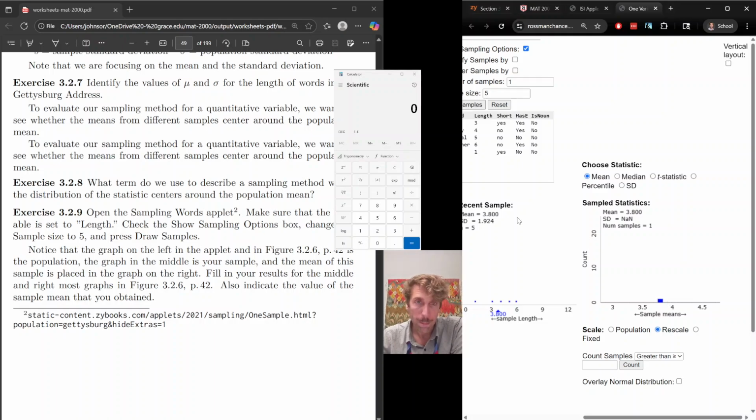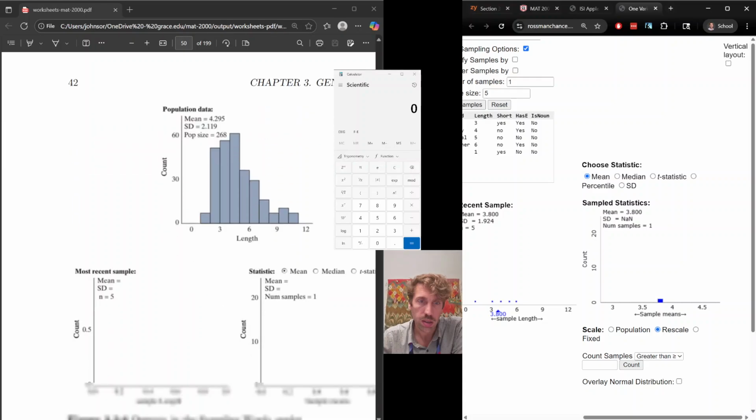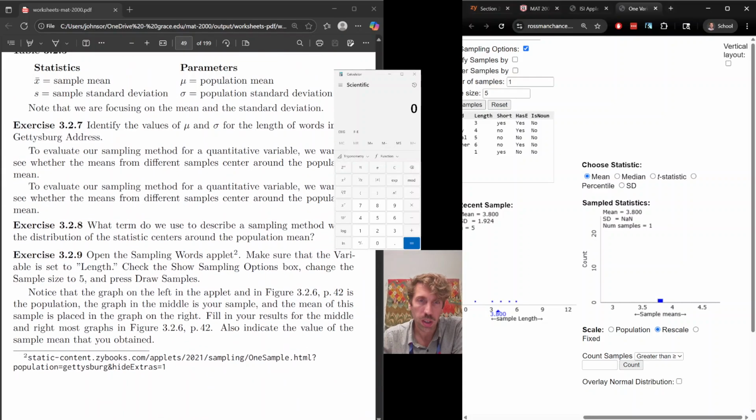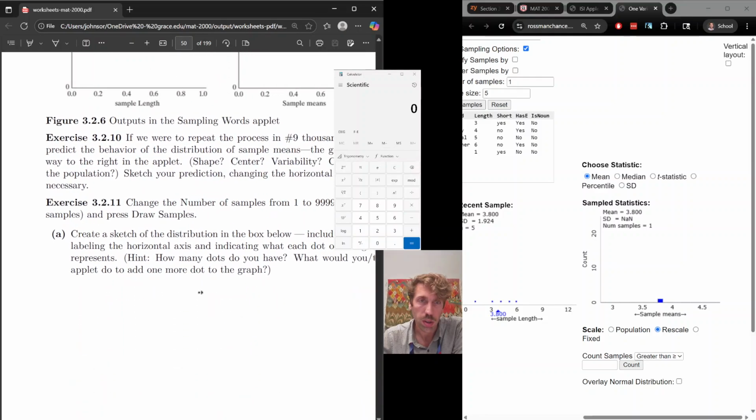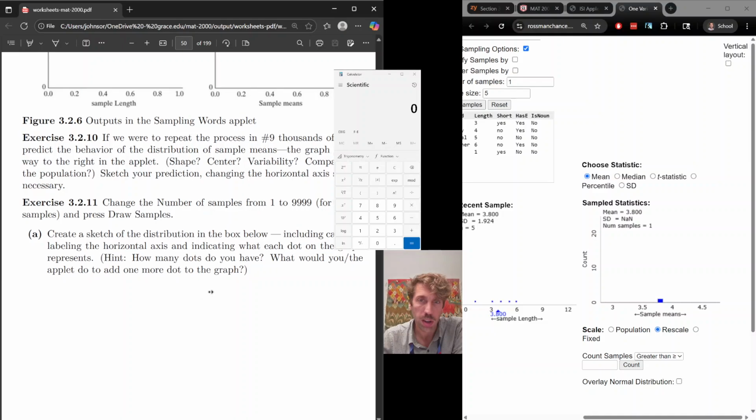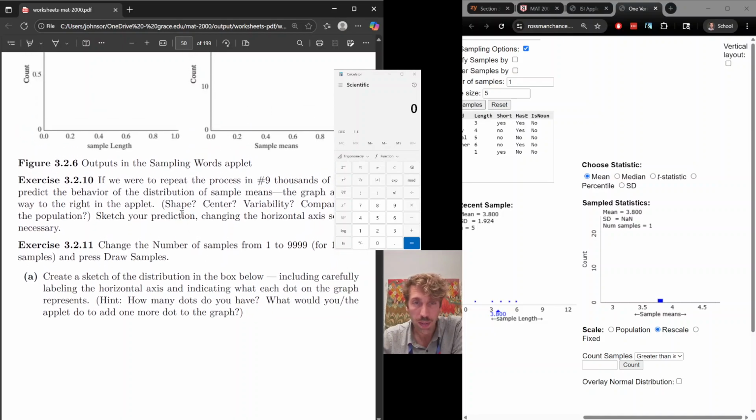Okay, so moving ahead here, for number 9, it just told us to do stuff. It didn't ask us for anything. So for number 10, if we were to repeat the process of number 9 thousands of times, predict the behavior of the distribution of sample means, the graph of all the means to the right of the applet. Shape, center, variability, compared to the population. So don't worry so much about being precisely right. Just give us a good guess because you're about to find out in the next couple ones.